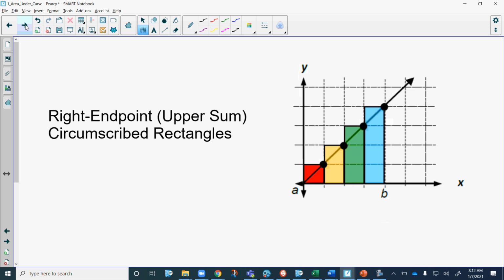Now, for a right-hand Riemann sum, the only point of each rectangle is going to be wherever the right uppermost corner of the rectangle comes in contact with your curve.